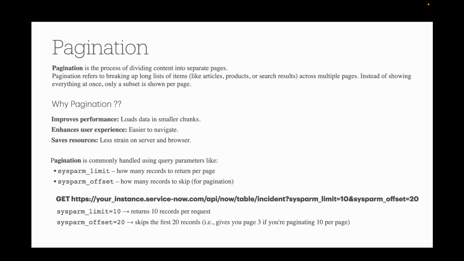What does this tell you? sysparm_limit equals 10 tells you to return 10 records per request, while the offset parameter tells you to skip the first 20 records and start from the 21st record. Don't give me records from 1 to 20. This is what sysparm_offset equals 20 tells you. This way you can improve the performance of your APIs and your integration by reducing the response times.